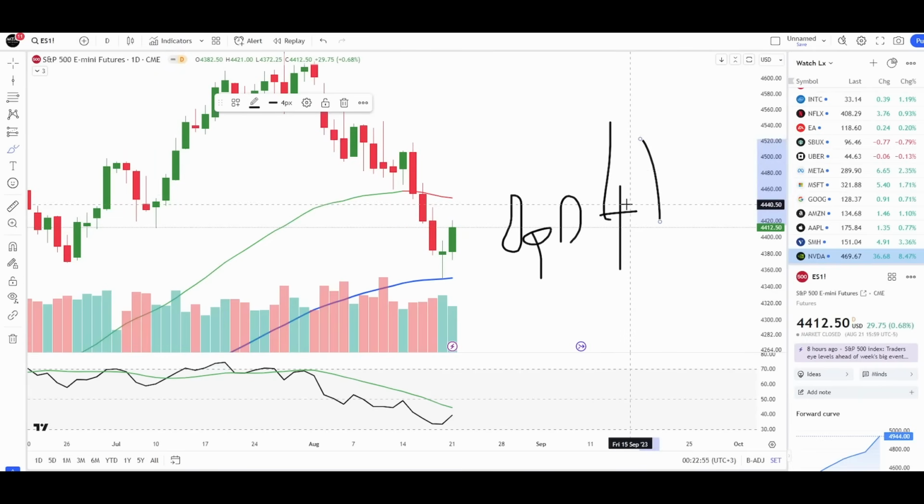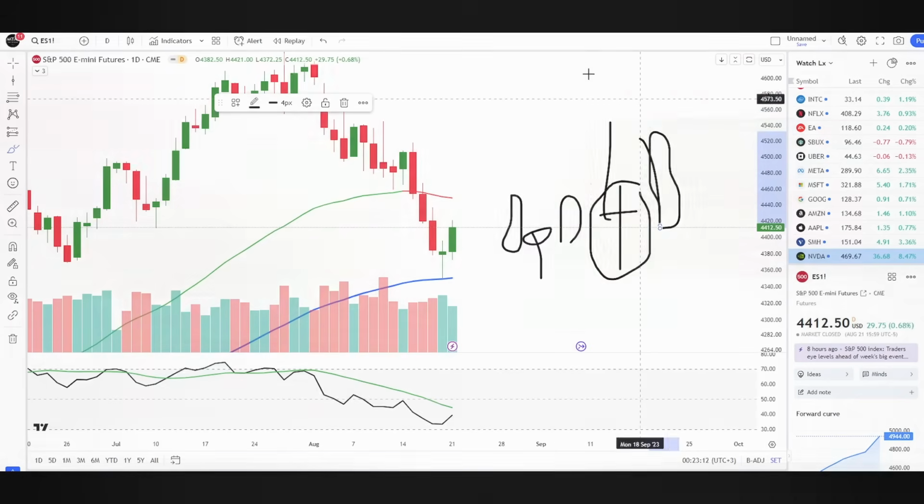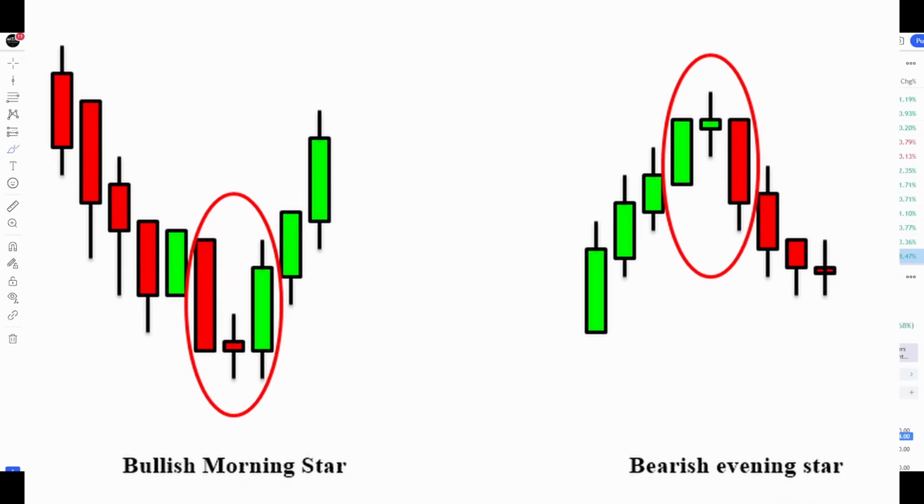The psychology behind it is that we had sellers. The sellers are now indecisive. In that indecision, the bulls took back control, and they're now leading the market up. Okay, it's a reversal structure. A morning star candle is a bullish reversal structure.